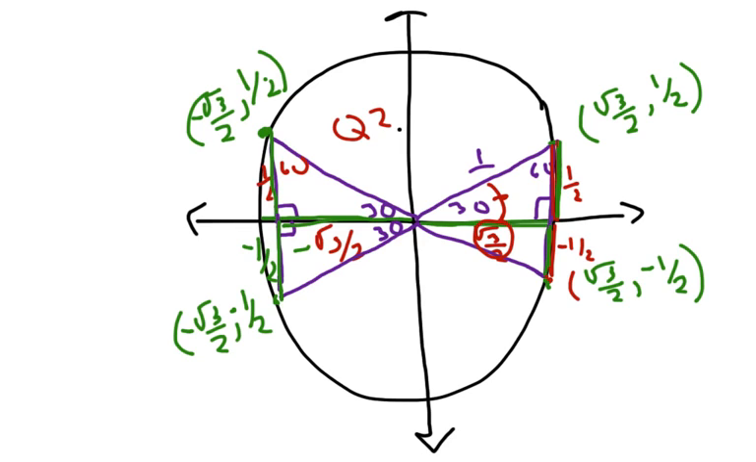Every time you draw your triangles, it should look like this. You can either refer to them as bow ties, and some people like to refer to them as butterflies.